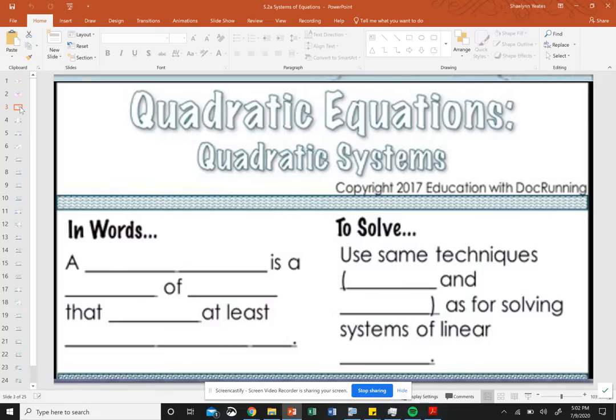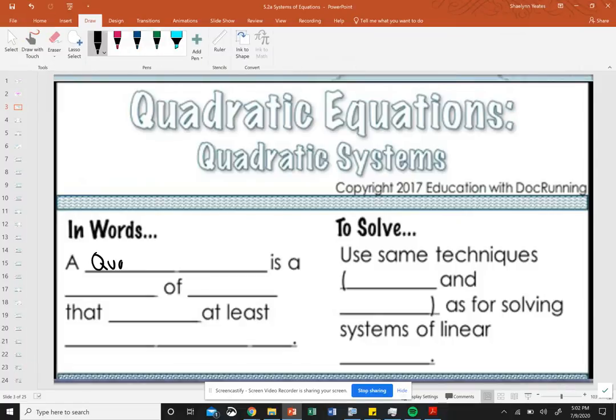Okay, so in words, a quadratic system is a system of equations that includes at least one quadratic.